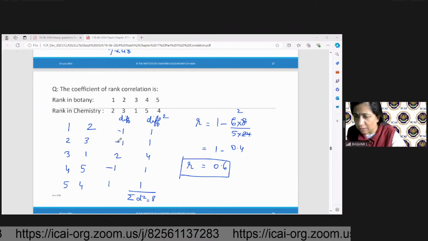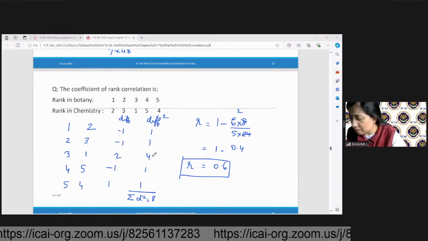Everybody was able to calculate. So you can get such simpler sums also. Okay.